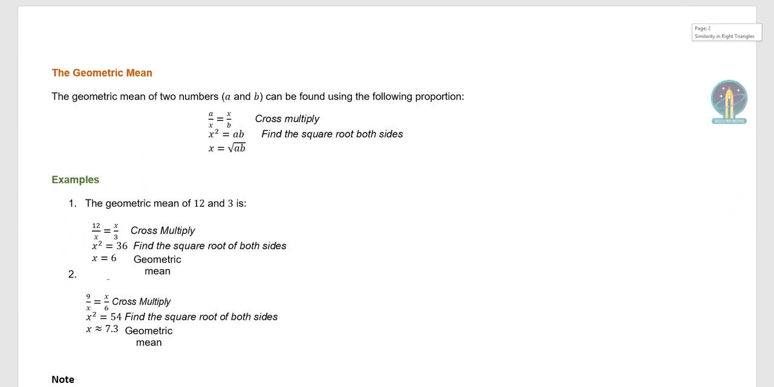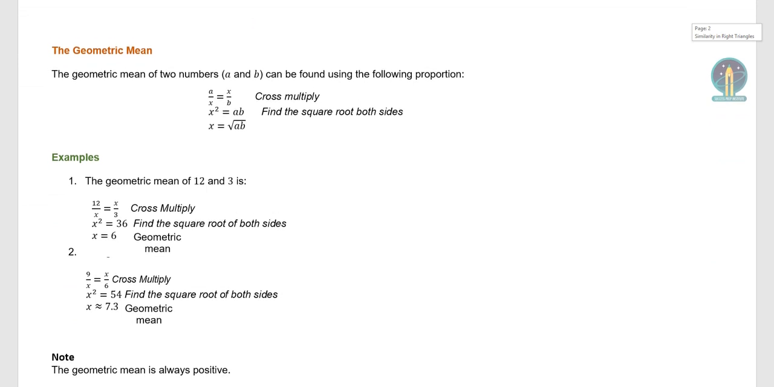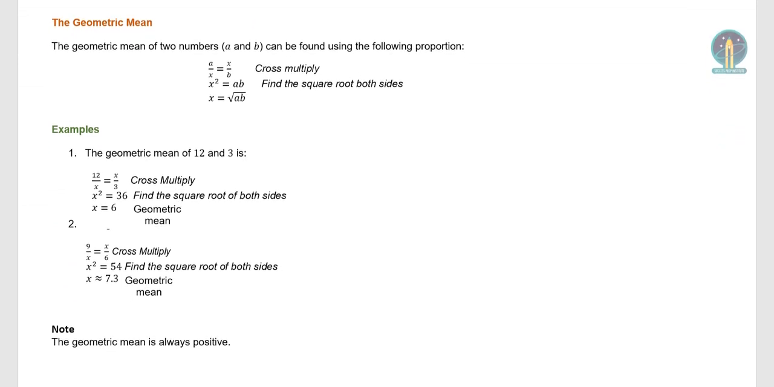Let's learn about the concept of the geometric mean. This is important because it will be an important tool in doing calculations having to do with triangles. The geometric mean of any two numbers, A and B, for example, these numbers could be the lengths of the segments of a triangle. In general, the geometric mean of any two numbers can be found using the following proportion. If you have numbers A and B, you set it up like that: A over X, with X being the geometric mean, is equal to X over B.